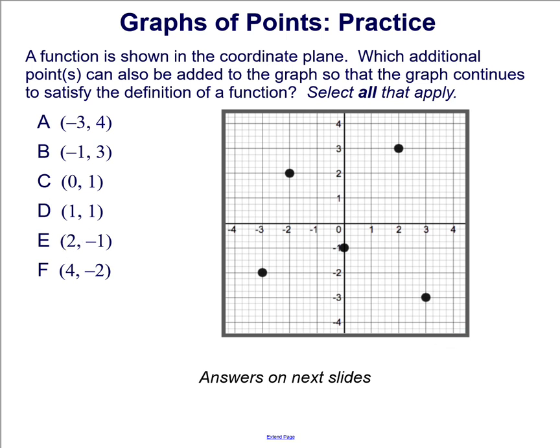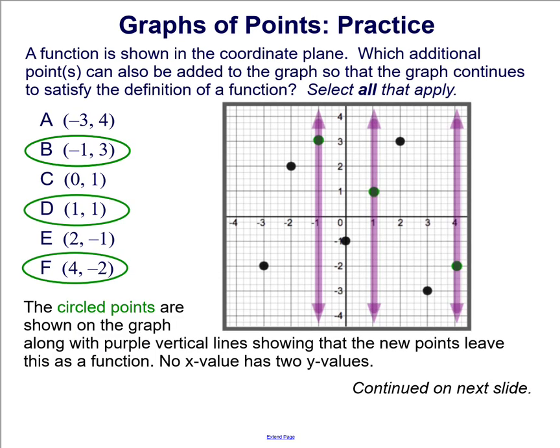And welcome back. Let's advance the slide and see what the answers are. The circled points are shown on the graph along with purple vertical lines, showing that the new points leave this as a function. No x value has two y values. So just take a moment and look at the graph. Notice that the points that are added, for example, here we have -1, 3, and it passes the vertical line test. Up and down, there's no other y values for this x value, x equals -1.